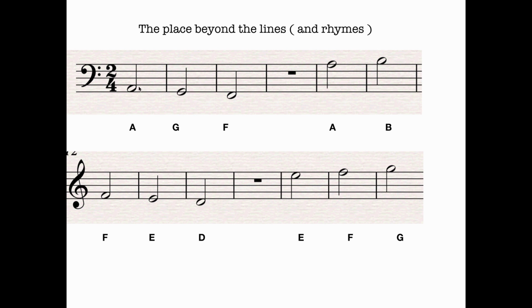So, as we know, the first space on the bass clef is A. If we're descending in pitch, so getting lower, we're going to do the alphabet backwards. So that means this one's G. And the next space, when descending in pitch, is an F.